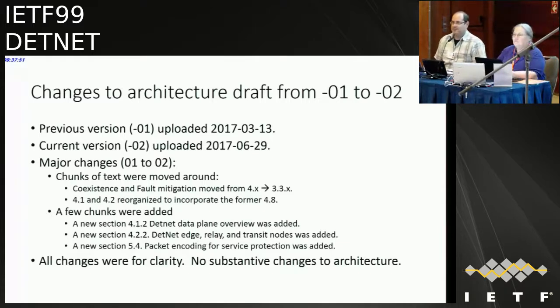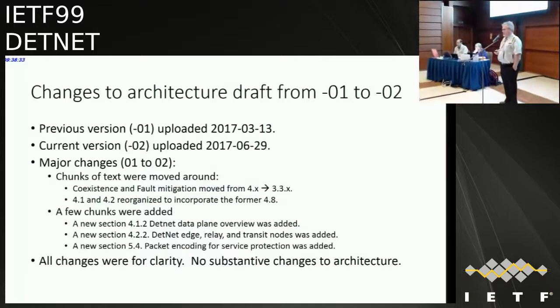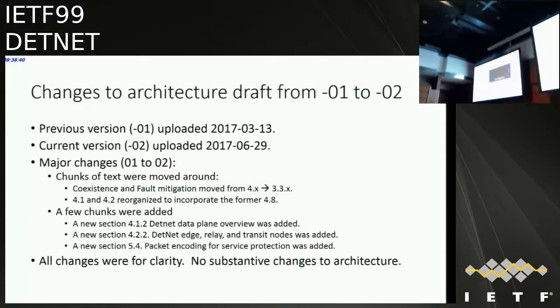So, summary of the changes from draft 1 to draft 2, from March to June. The biggest change when you look at the diff is a bunch of stuff has moved around to organize it better so it made better reading. We added a few smaller chunks, a bit about data plane overview. There's a bit about the difference between the different kinds of nodes, explaining that further, that we have edge, relay, and transit nodes. And we added a section about packet encoding for service protection, which is interesting. You'll see why that's interesting in a couple of slides.